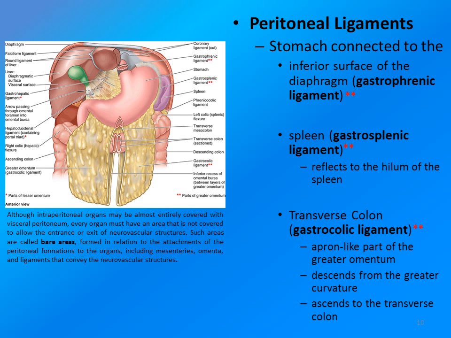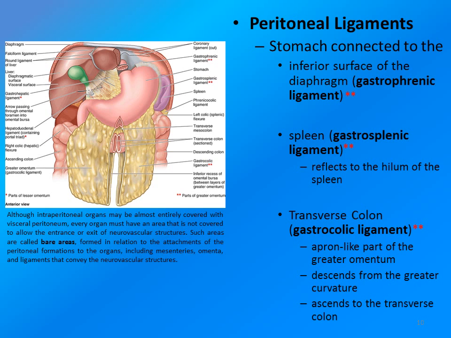Let us look at some other peritoneal ligaments. For example, the gastrophrenic ligament. This ligament connects the stomach, gastro, to the diaphragm, phrenic, gastrophrenic ligament. The gastrosplenic ligament connects the spleen to the stomach, and it reflects onto the hilum of the spleen, that groove on its medial surface where vessels and other structures enter and exit the organ, gastrosplenic ligament.